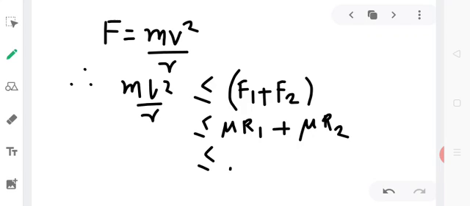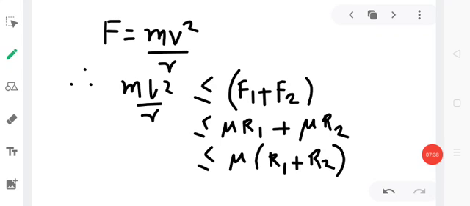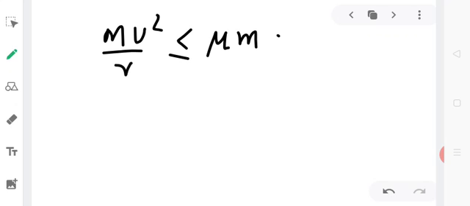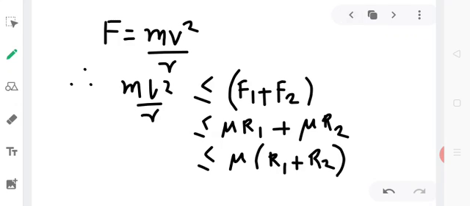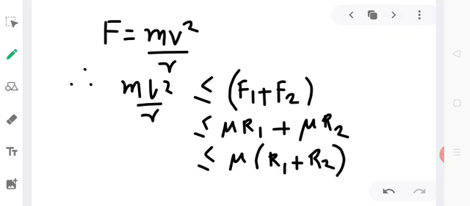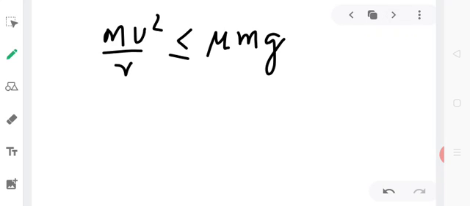We can take out mu as common, so that will give us R1 plus R2. So mv square is less than or equal to mu times R1 plus R2. So now we can write down mv square by r to be less than or equal to mu times mg. Now if you remember, R1 plus R2 is equal to mg. So we have substituted mg in place of R1 plus R2.